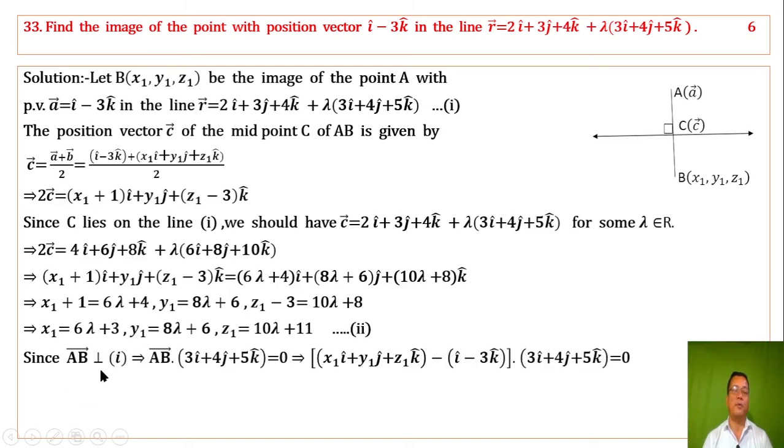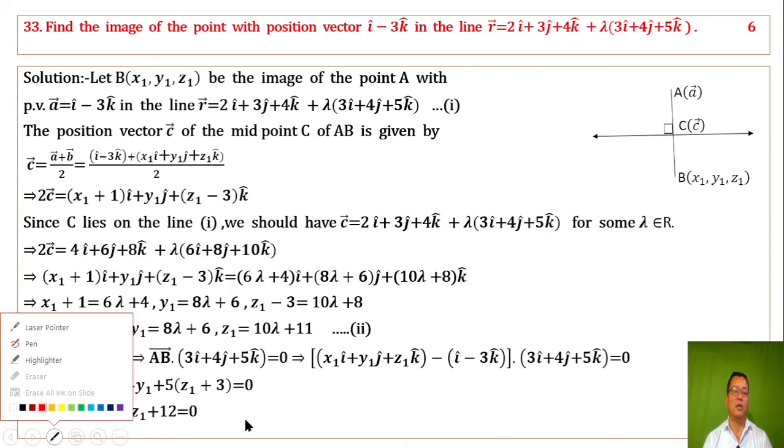Since AB is perpendicular to equation 1, this line is perpendicular to the given line, therefore their dot product must be 0. Put the value of AB, we have this, and for this we have this. Apply the scalar product rule, we have this. We have this.